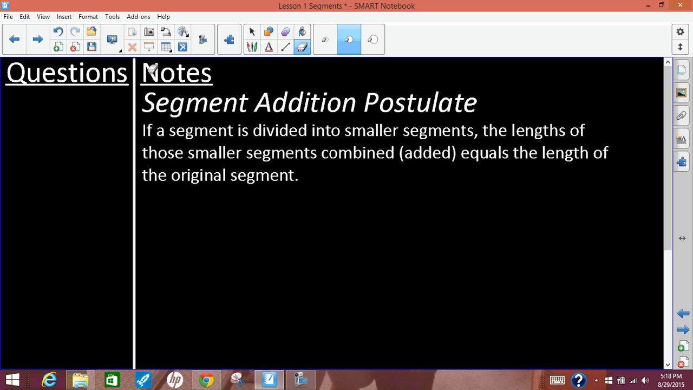So again, dividing your notes up so that you have a questions column and a notes column. Like I said in the first lesson, I'm going to stop doing this on my notes after the first unit, but you're going to continue to do it all year. So the first thing we'll talk about is the segment addition postulate.